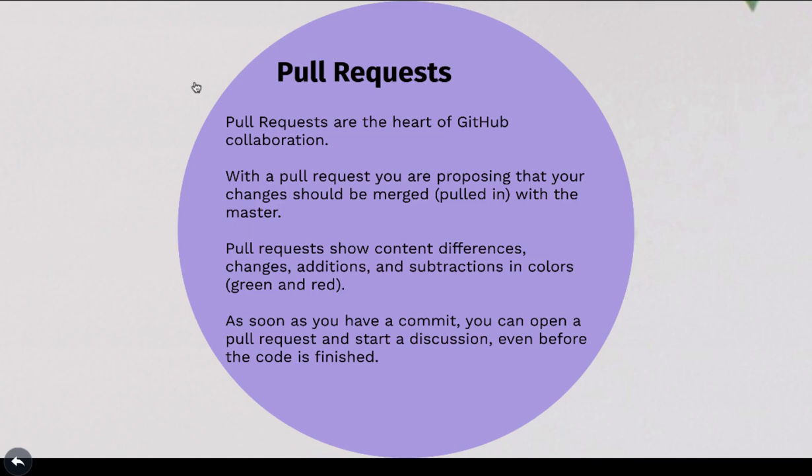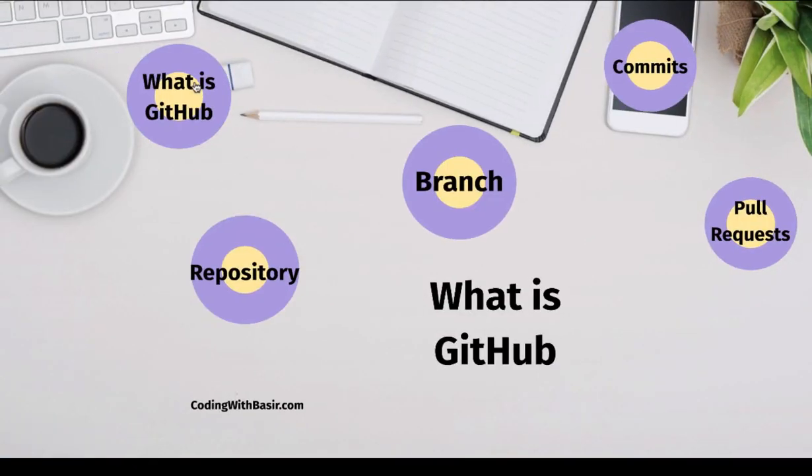As soon as you have a commit, you can open a pull request and start a discussion even before the code is finished. That's the introduction to the GitHub. Let's go to github.com and create an account and create a repository or fork a repository and start coding there.